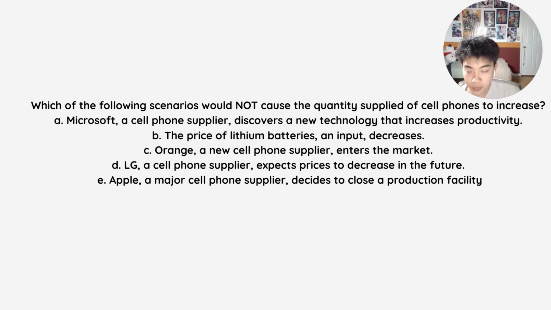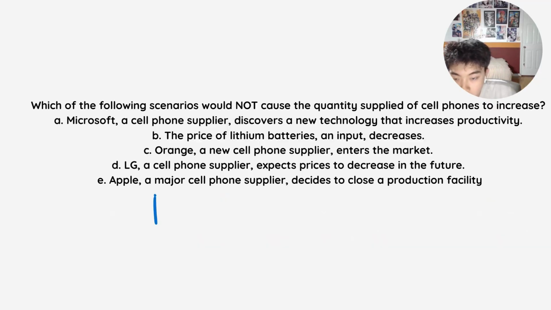Okay, the next question. Which of the following scenarios would not cause the quantity supplied of cell phones to increase? A, Microsoft, a cell phone supplier, discovers a new technology that increases productivity. B, the price of lithium batteries, an input, decreases. C, Orange, a new cell phone supplier, enters the market. D, LG, a cell phone supplier, expects prices to decrease in the future. E, Apple, a major cell phone supplier, decides to close a production facility.